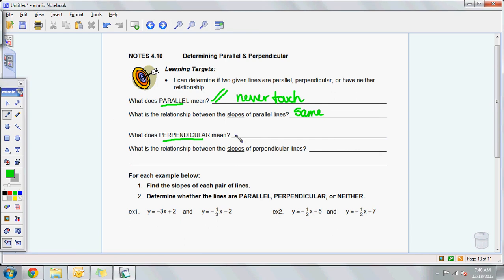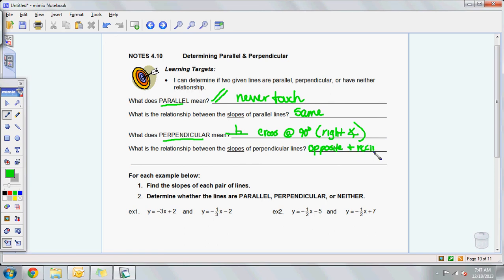So perpendicular is completely opposite. Perpendicular symbol looks like this, because these lines are definitely going to cross, and they're going to cross at a 90-degree angle or a right angle. So two lines that cross at 90 degrees or a right angle. So the slope of these lines are going to be not the same. They're going to be opposite of each other. And it's going to be the reciprocal.